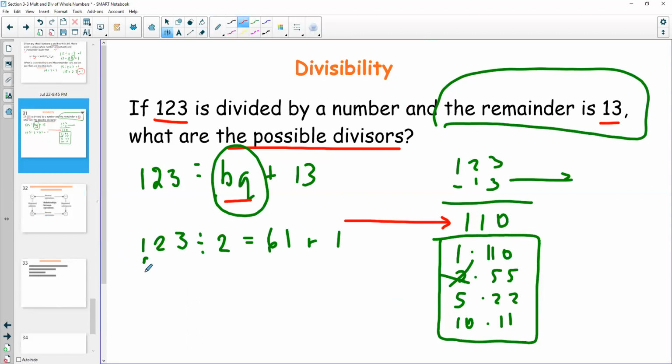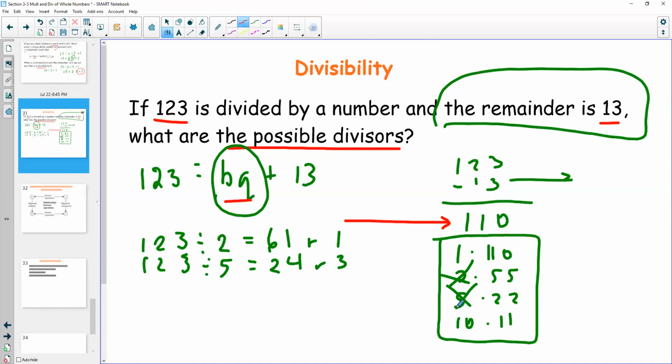What happens if I use a 5? Well, something not totally dissimilar, right? 100 divided by 5 is 20. 20 divided by 5 is 4. So 24, I get remainder 3. That's a bummer. Would 10 work? Well, you decide. What do you notice here?